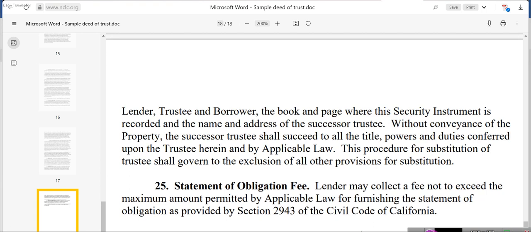It cannot be non-judicial. See, they're applying the Non-Judicial Foreclosure Act. They cannot apply the Non-Judicial Foreclosure Act. We're going to talk about that in a second.